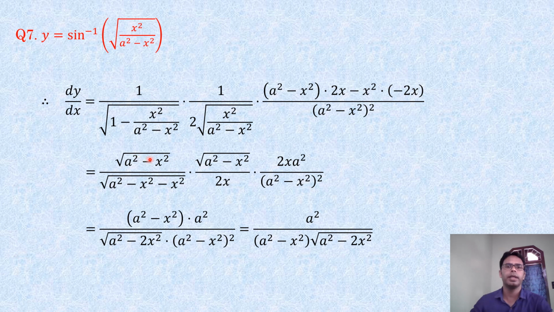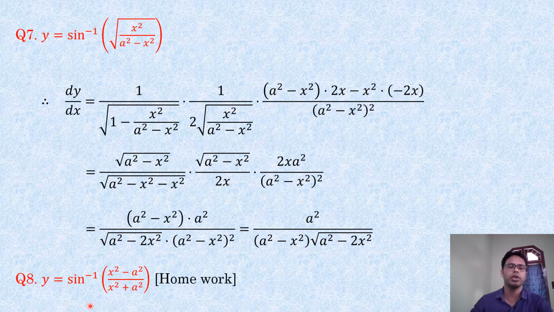And here root over a square minus x square double term, so it is simply a square minus x square, 2x is already cancelled, a square remaining there. This is a square minus twice x square into this term a square minus x square whole square, one of the terms a square minus x square cancels, so simply a square by this remaining same, this remaining same, and that is the answer for the question.